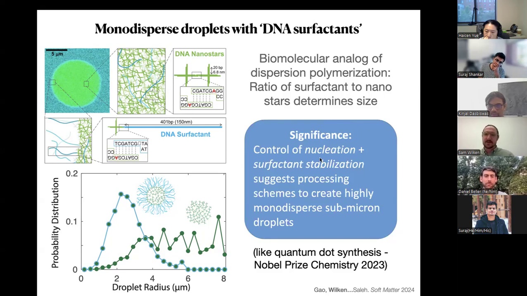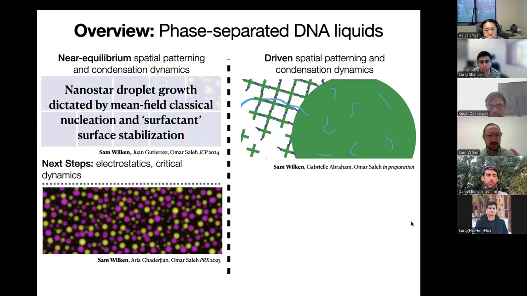But what I want to emphasize here is that now we have complete understanding of the nucleation and surfactant stabilization of these nanostar droplets, which implies that we have the control needed to make highly monodisperse submicron droplets. Here I've shown you micron-scale droplets, but if you increase the surfactant concentration, you can decrease the droplet size into the 100 nanometer range that is important for certain applications like drug delivery. Okay, I just want to end that section there before I move on.